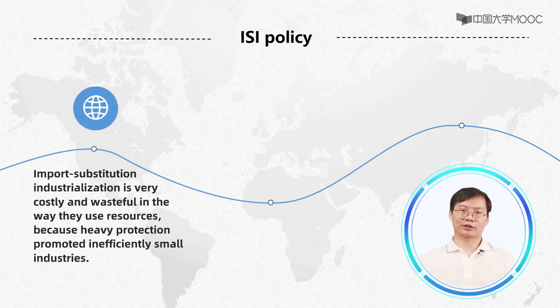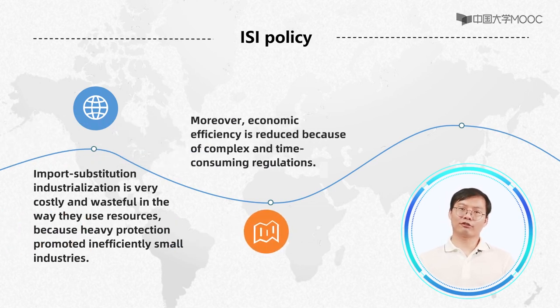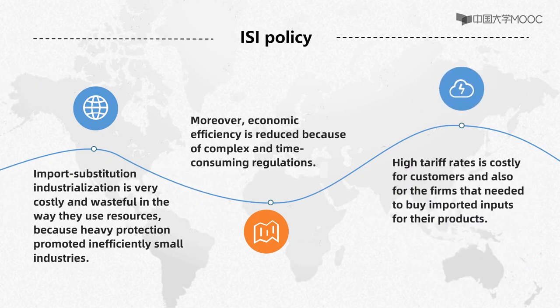Import substitution industrialization is very costly and very wasteful in the way it uses resources, because heavy protection promoted inefficient small industries. Moreover, economic efficiency is reduced because of complex and time-consuming regulations. In addition, high tariff rates are very costly for consumers and also for the firms that need to buy imported inputs for their production. ISI policy also has many other problems. At the beginning, ISI policy brought fast development to Latin American countries.